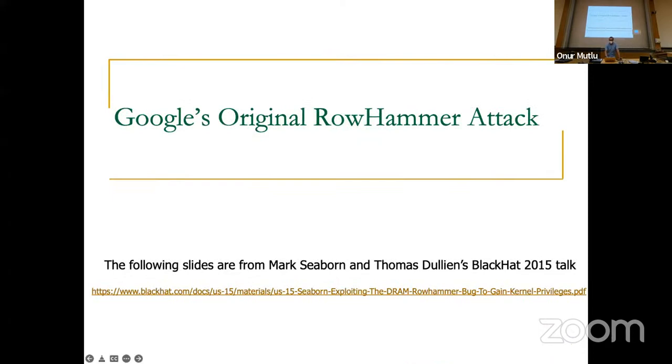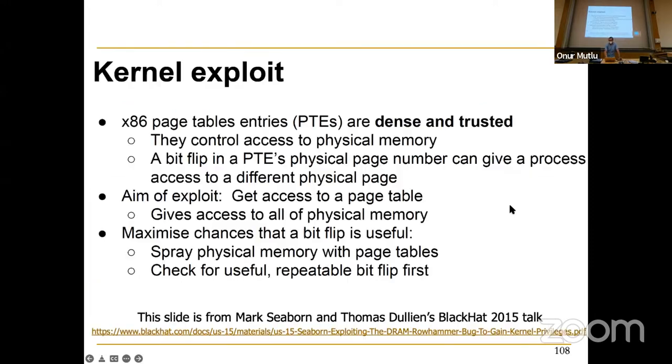These are slides actually from this beautiful Black Hat talk by Mark Seaborn. I'm going to reuse them because it's nice. Basically they say that page table entries are dense and trusted. They control access to physical memory. A bit flip in a page table entry's physical page number can give a process access to a different physical page. So their goal is to get access to a page table, and this way they get access to all of the physical memory belonging to everyone.